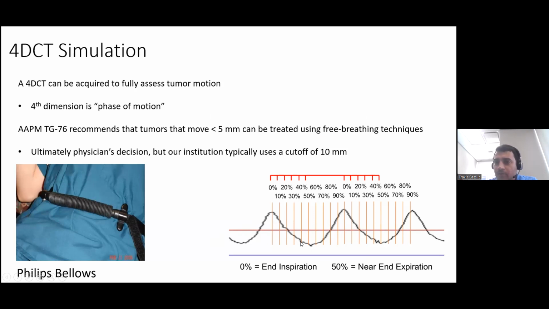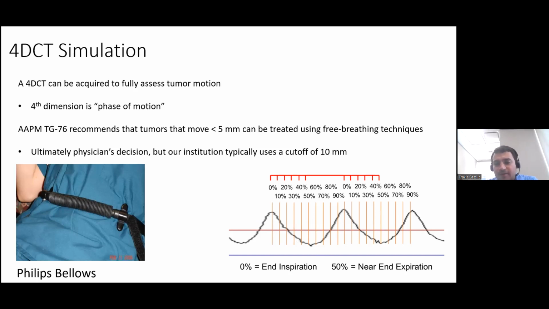Each one of these bins is associated with a phase in this respiration. You can also bin according to the amplitude, basically how high the chest is during the respiration. But at MD Anderson, for our purposes, we actually bin by phase. So basically, are they in end inspiration, or are they at near end expiration? At 0%, you have end inspiration. At 50%, you have near end expiration. That's whenever they release all their breath and they're at the very low end of their respiratory cycle.